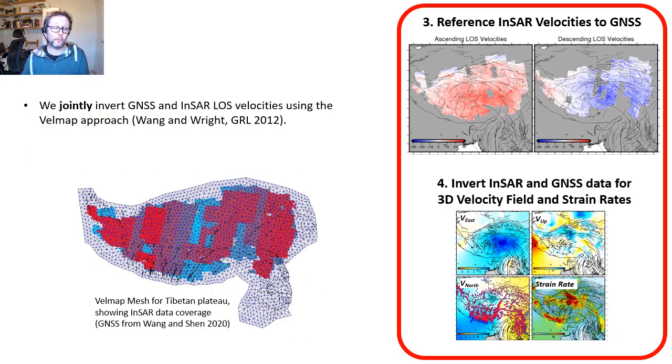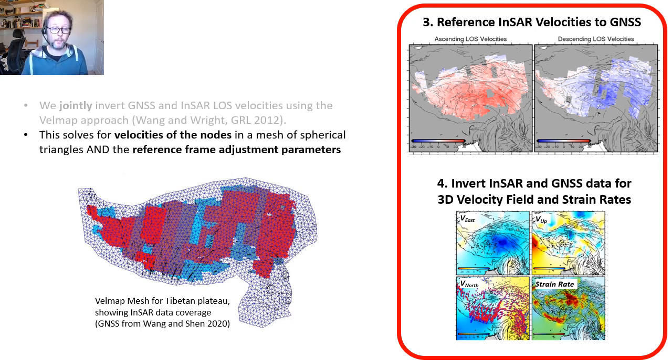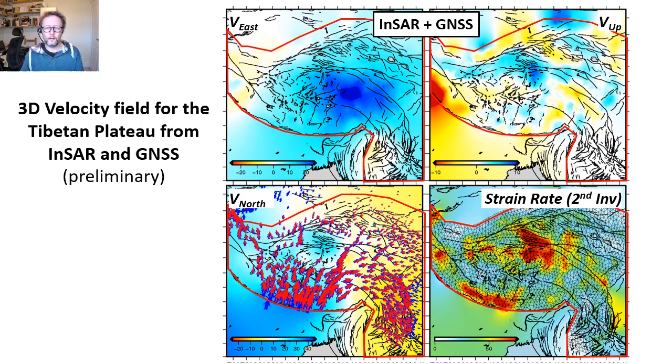So for Tibet, we've jointly inverted GNSS data and InSAR line of sight velocities using the ValMap approach and solved for both the velocities of the nodes on a mesh of spherical triangles and the reference frame adjustment parameters simultaneously. So this is our mesh covering the Tibetan Plateau, showing our InSAR coverage and our GNSS data. Our GNSS data comes from Wang and Shen 2020. And here's the resultant 3D velocity field.